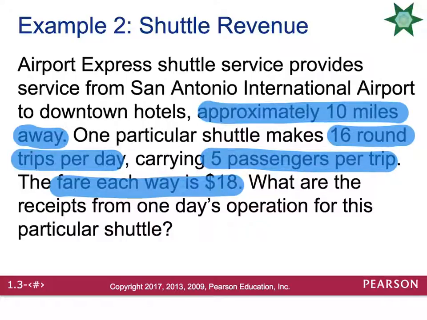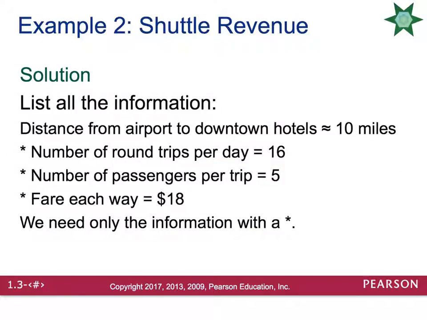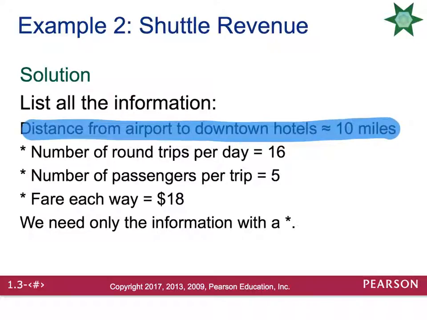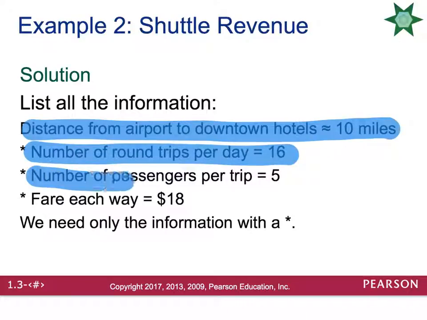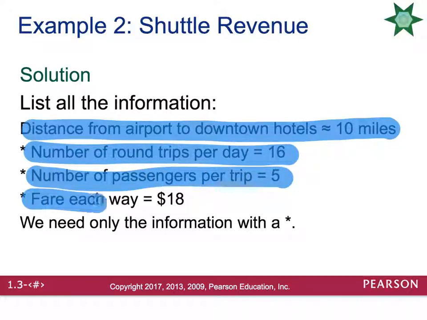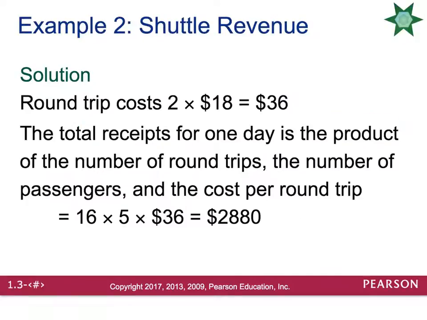So we're going to look at ways to figure this out using a mathematical model or mathematical equation. We could start by listing the information. The distance from the airport to downtown hotels is about 10 miles. Number of round trips per day is 16. Number of passengers per trip is 5, and the fare each way is $18. So really we're compiling information and putting it in a list.